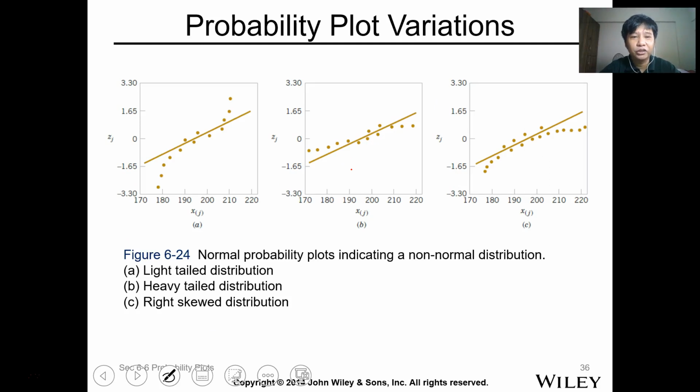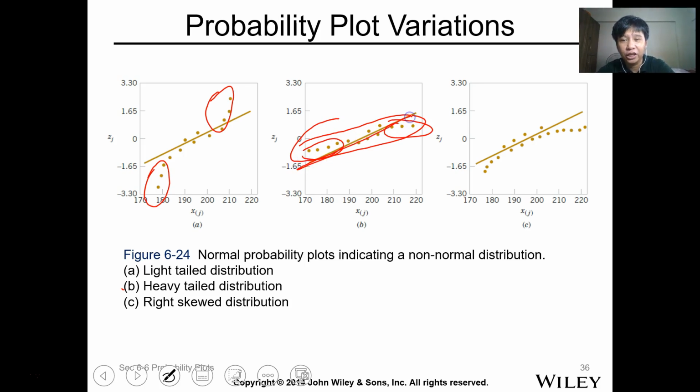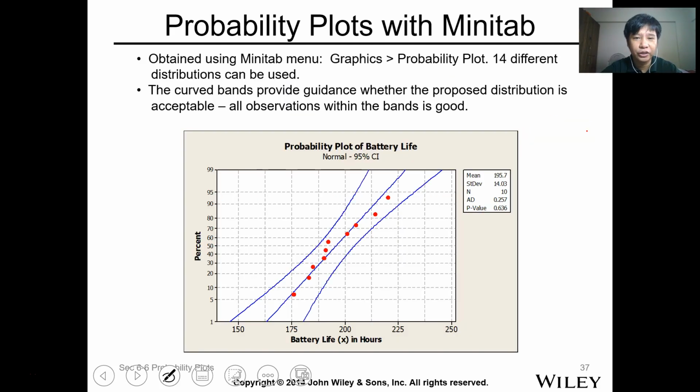Probability plot variation. So, basically, pag light-tailed, nagtitail siya, yung distribution mo, pwedeng non-normal siya. Pag heavy-tailed, basically, pareho lang, dito naman siya, malapit na dun sa linear. While right-skewed, paganto yung plot ninyo. Nasa baba halos yung data.